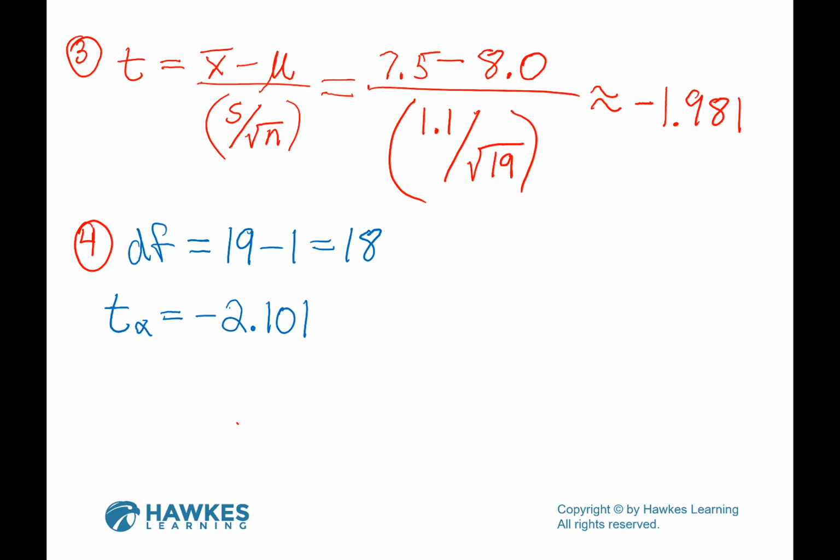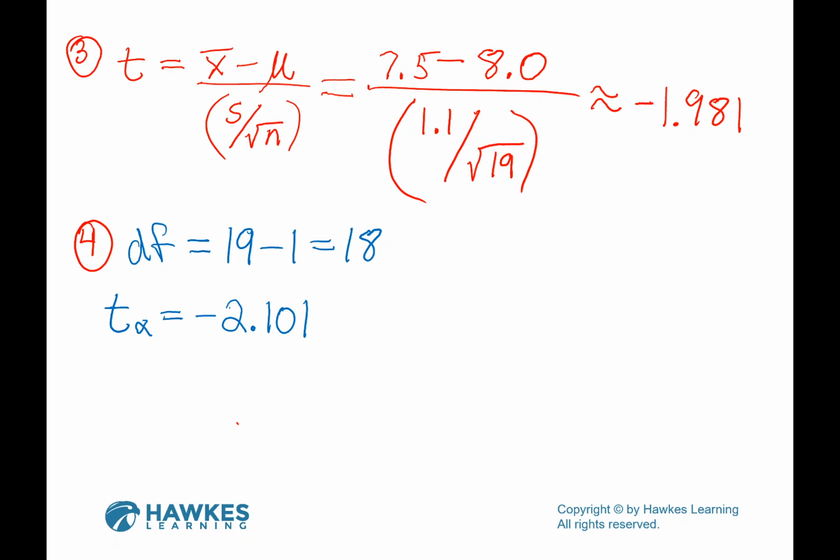Since it's left-tailed, I always like to make a sketch. You don't technically have to make a sketch to come up with a conclusion. Since it's left-tailed, what we would do is we would reject the null hypothesis if this number is to the left of this number, because it's a left-tailed test. In this case, it's not, so we would fail to reject the null.